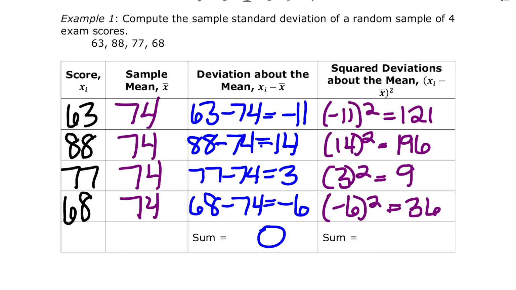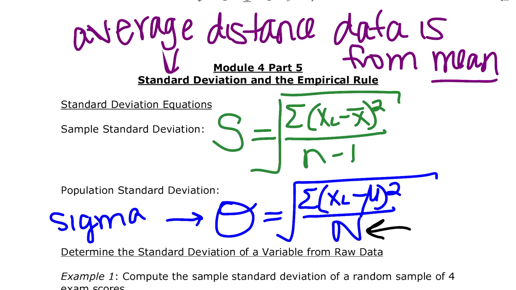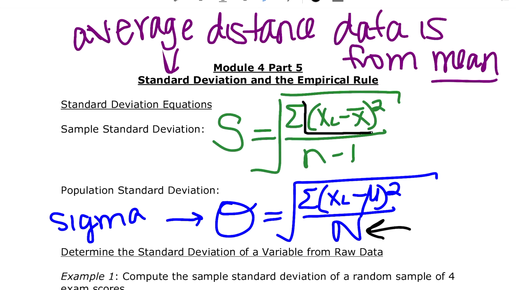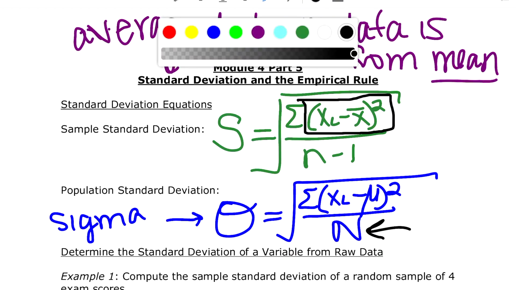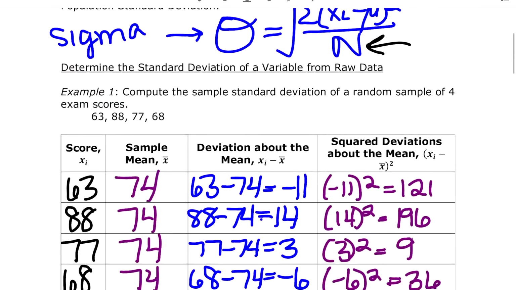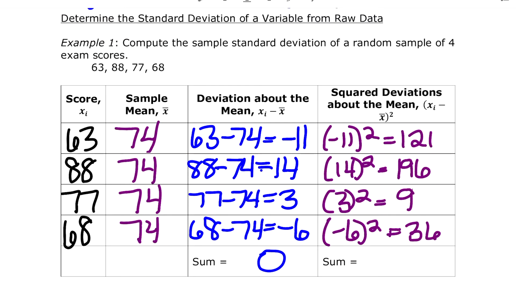Okay, so now once we finish this table, we are up to this part of the equation. So we've done everything that I have boxed so far. So we took each data value, we subtracted the mean, and then we squared it. So now the next thing we need to do is sum or add up all of those deviations squared. So I'm going to come back down here and add up these four numbers. So 121 plus 196 plus 9 plus 36. And I get 362.